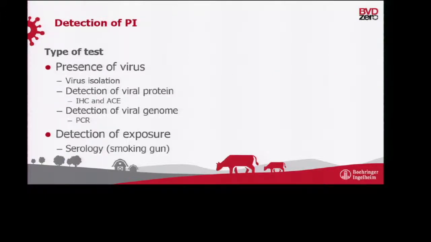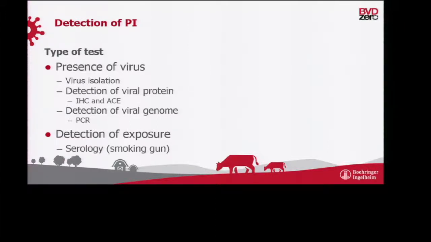So detection of that PI, we have a lot of different tests. We have tests that look for the presence of the virus itself. You can use virus isolation. That was originally considered the gold standard, but it's very slow. It's very expensive compared to the other ones, and it does require that you are using a laboratory that has no BVD in any of its reagents. You can go with the detection of viral protein, immunohistochemistry, or antigen capture ELISA.